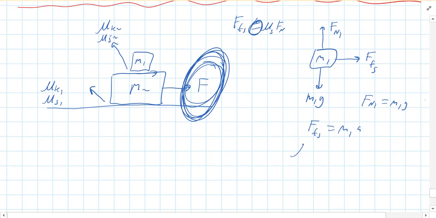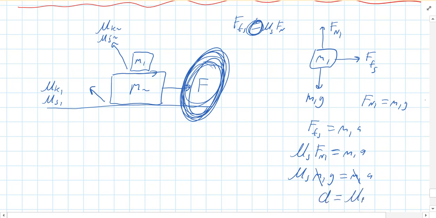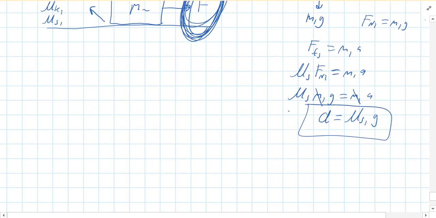And force of friction static is mu static times FN1, so that equals M1a. Again, it's equal here, not less than, because I'm asking for a maximum force. So we have mu sub s times M1g equals M1a, and the M1's cancel out, and you have the max acceleration of your stapler is mu sub s1 times g. So we've got the max acceleration of your stapler. Now, we haven't answered the question yet, but this is a pretty valuable piece of information.